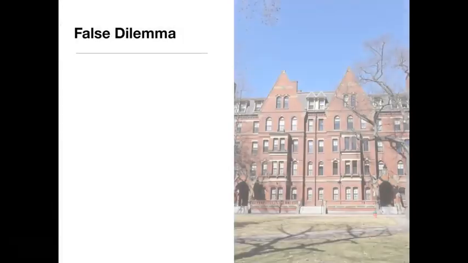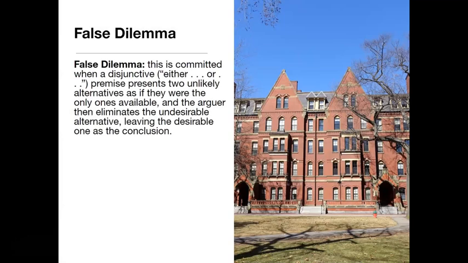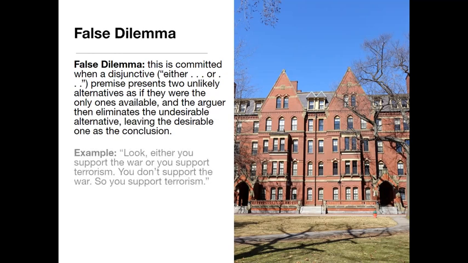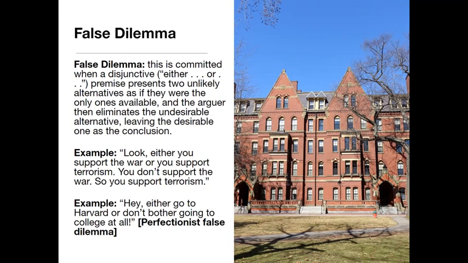False dilemma, another common one. This is a disjunctive statement, which we should already be familiar with, where we present only two alternatives when there's potentially many more than just two. So we use this in political discourse. Look, either you support the war or you support terrorism, right? You don't support the war, so you must support terrorism. That's a clear false dilemma, right? Those aren't the only two choices. This comes in varieties. One version of it that's quite common, I think, is what's called the perfectionist fallacy or the perfectionist false dilemma.